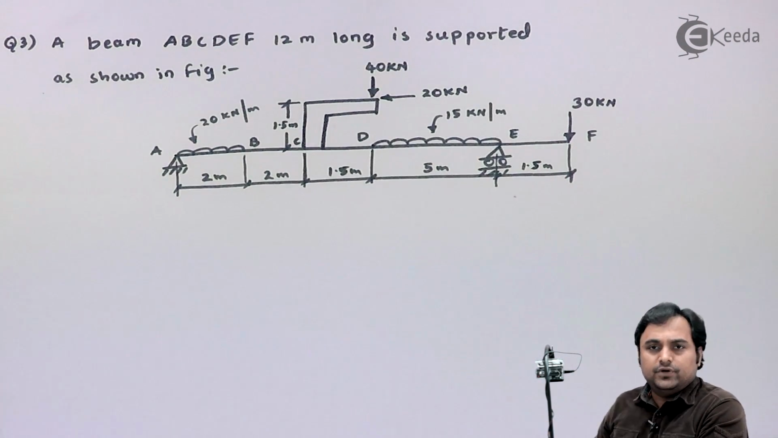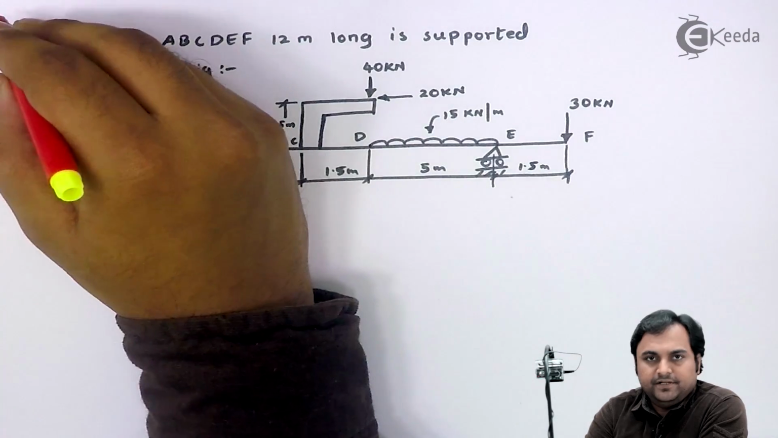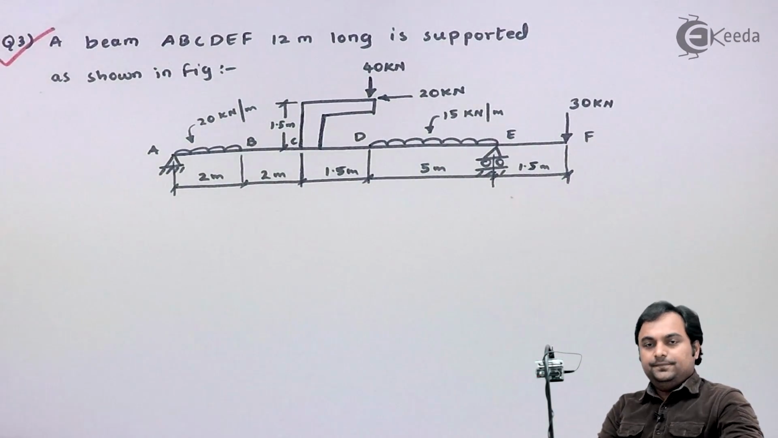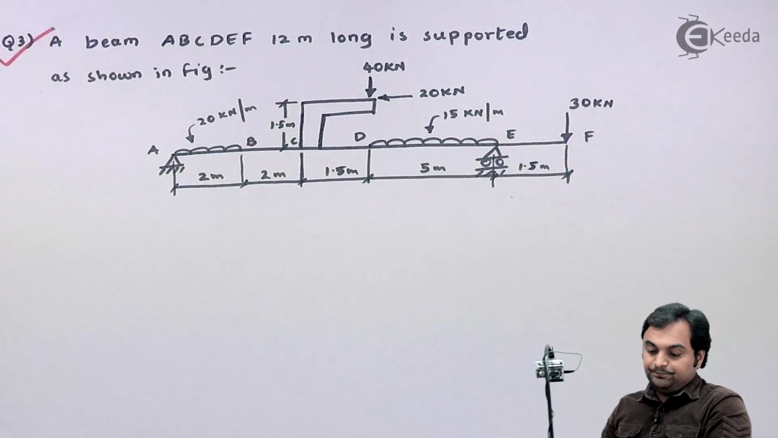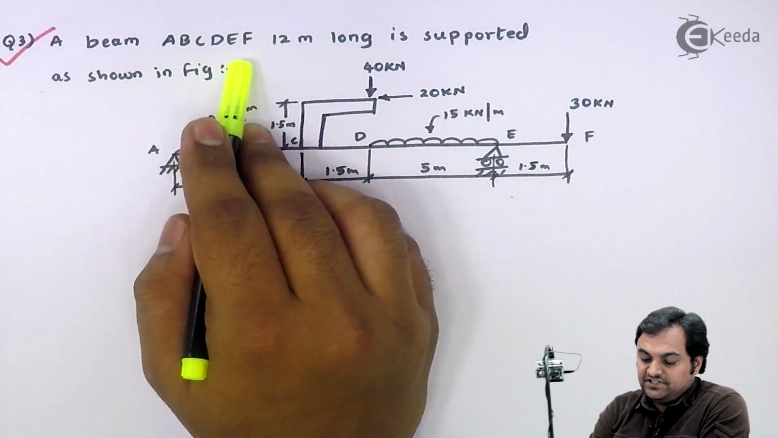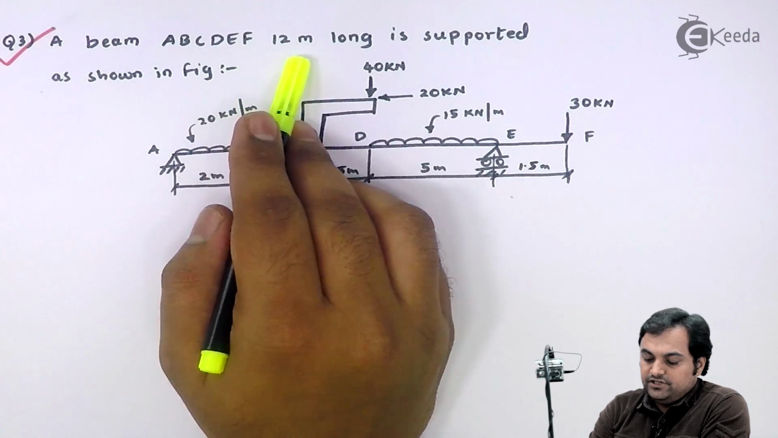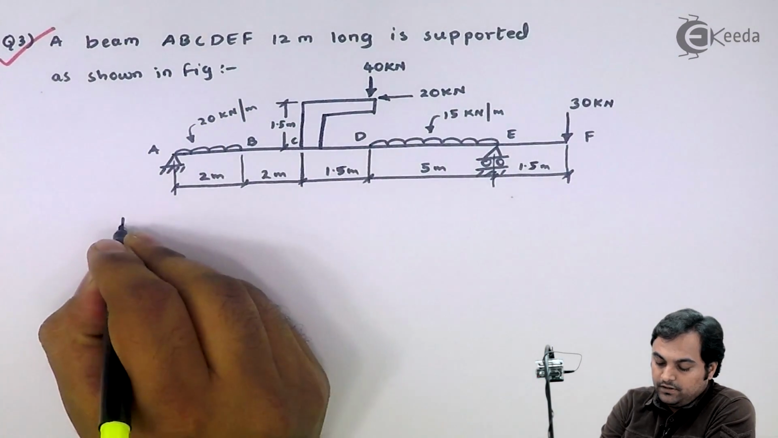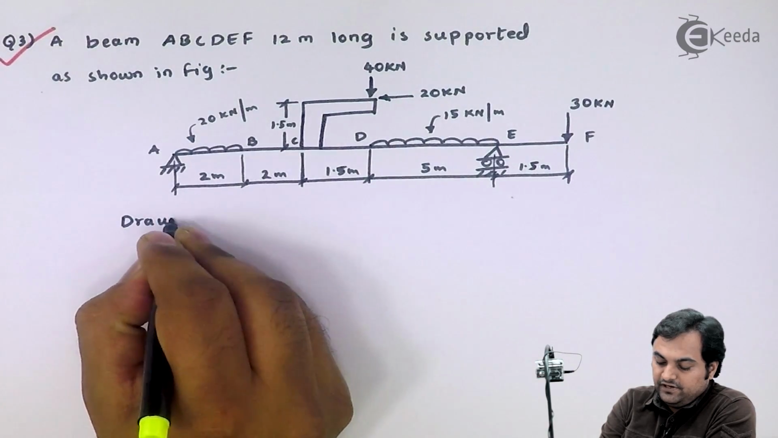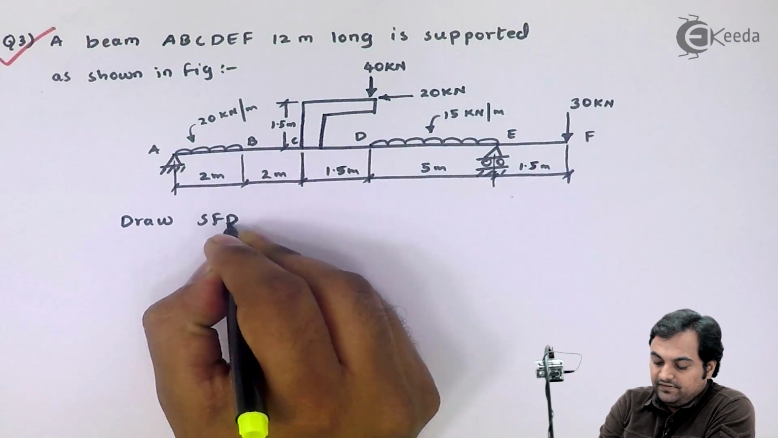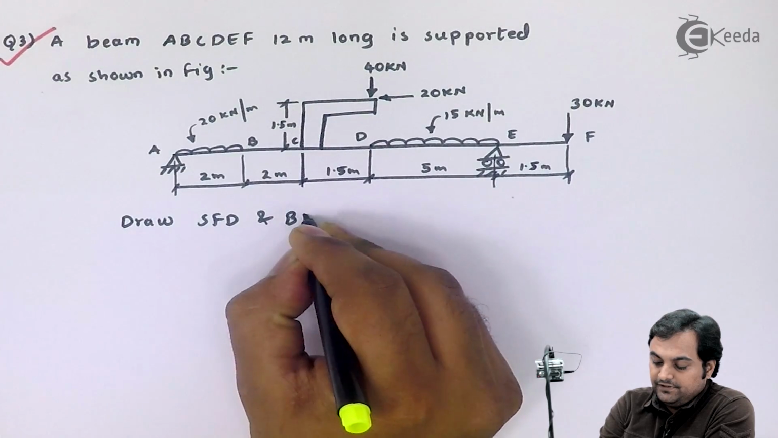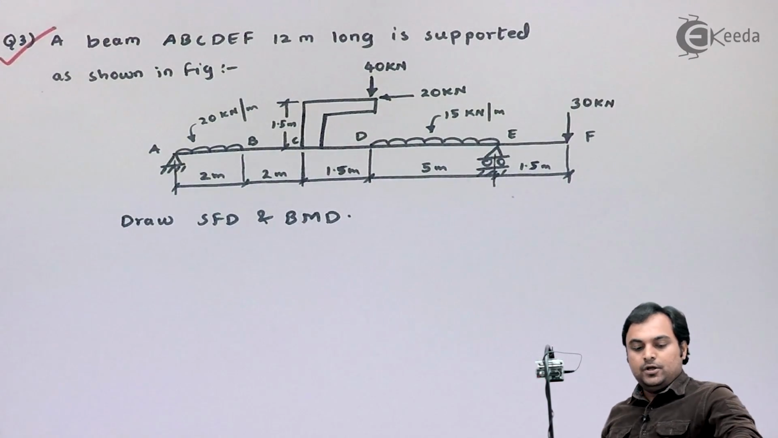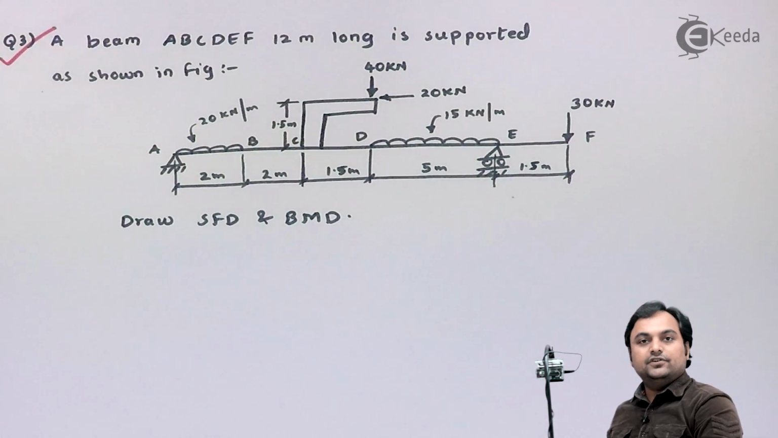Let us take the third question on shear force and bending moment. Here we have a question in which it is given a beam ABCDEF, 12 meter long, is supported as shown in figure, and we have to draw SFD and BMD, shear force diagram and bending moment diagram for this beam. So we have this question in front of us.